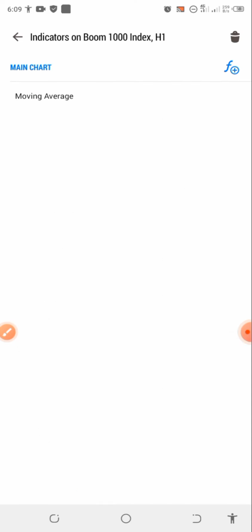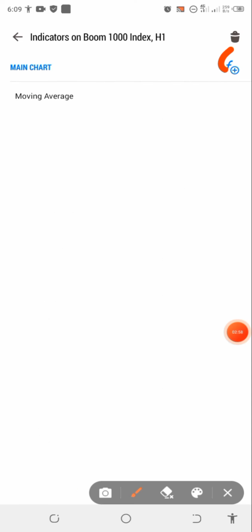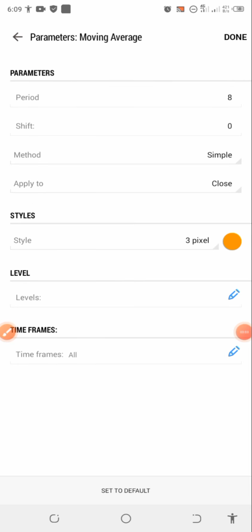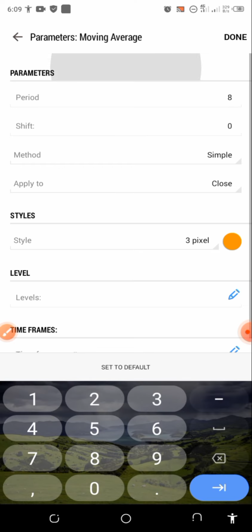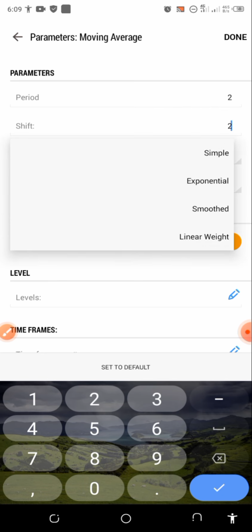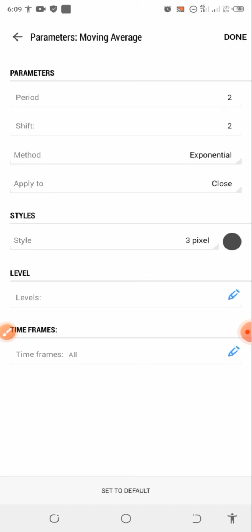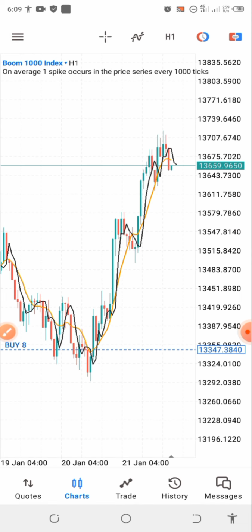And the next indicator we're going to be adding, we're also going to click on the F plus. Then we're going to be adding our second moving average, where the period is going to be 2, and the shift is also going to be 2. The method is exponential, and we are going to apply the color black. Then we click on done, and you can see we have our indicator right in our chart.